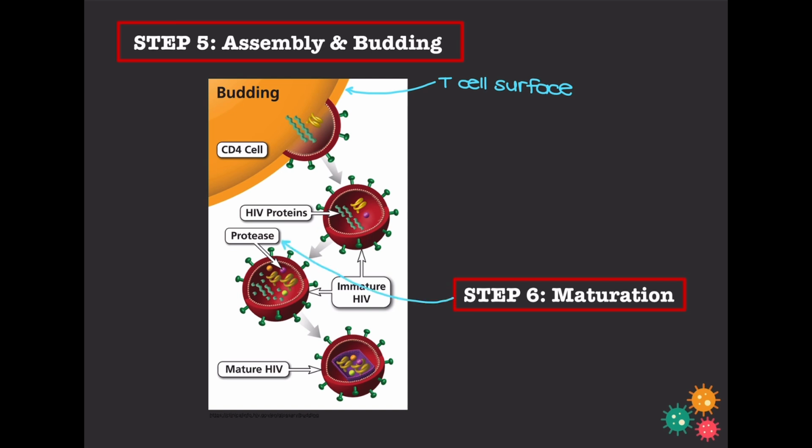Finally, as the virus buds off, another enzyme called protease processes the viral proteins to make the new virus particle fully mature and infectious. This is the point where the virus is ready to invade more CD4 cells, repeating the process over and over, leading to the immune system damage.